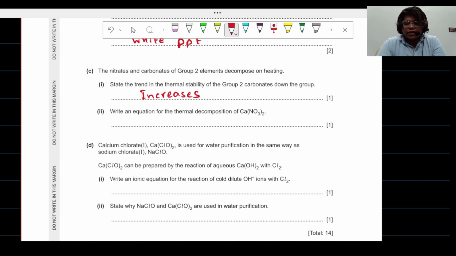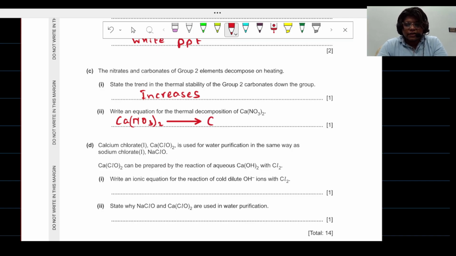And then for the second part, it says write an equation for the thermal decomposition of calcium nitrate. So I would suggest that you should remember this equation, learn this equation. It could be asked for any group 2 nitrate or carbonate, right? So you should know the thermal decomposition equations for nitrates and carbonates. It is very easy if you just remember the products also. It is very easy to balance out, right?